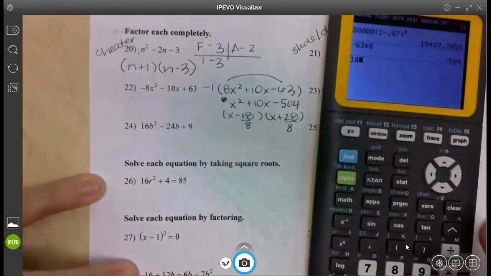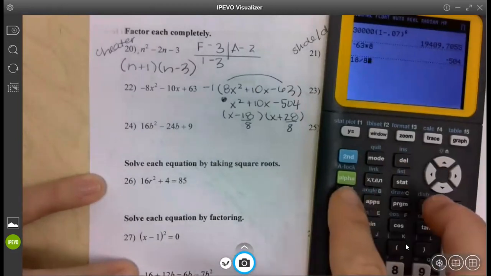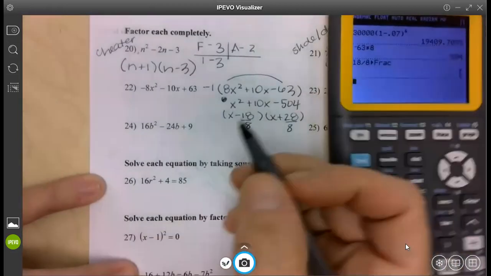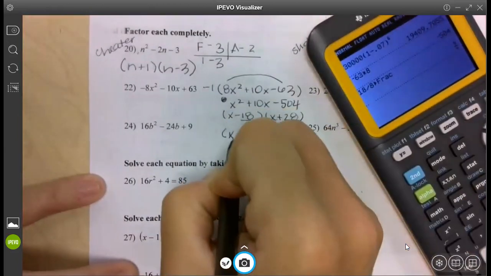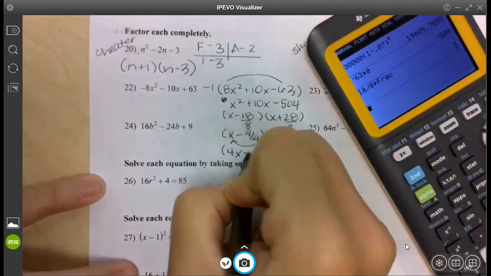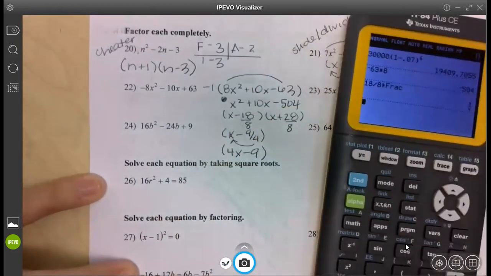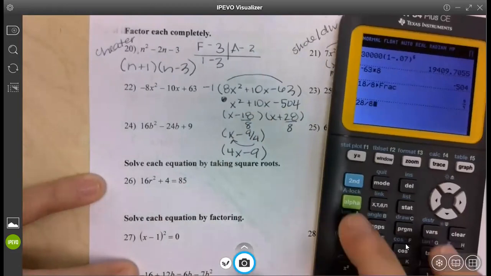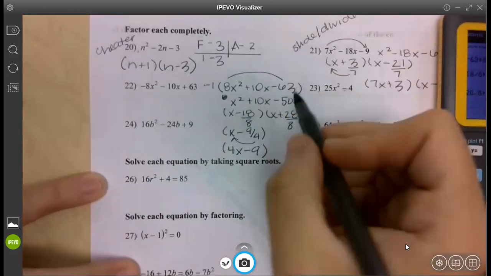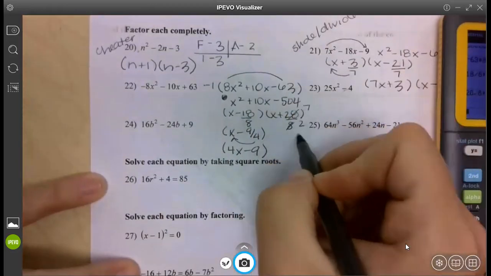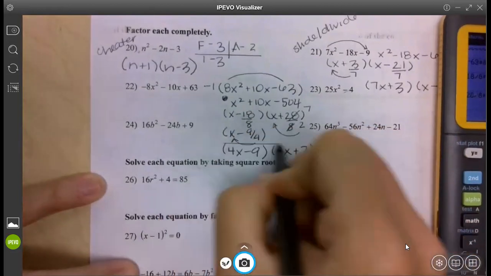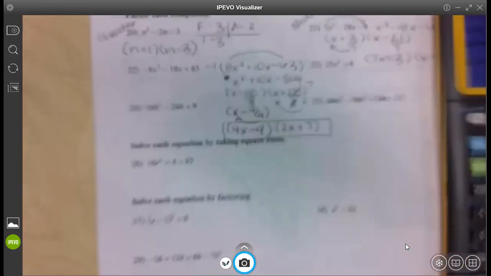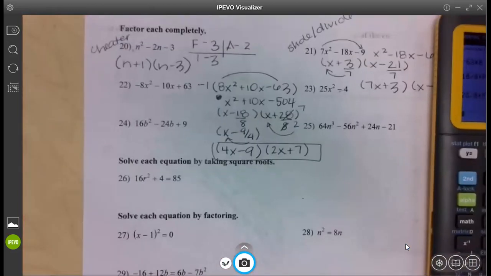These numbers will not reduce to perfect whole numbers, so we're going to put them in our calculator and math enter them, which gives me 9 over 4. And then we do bottoms up, so 4x minus 9. We're going to do the other one, 28 over 8, math enter. Gives us 7 over 2, bottoms up, 2x plus 7. So there's the factored form for number 22.